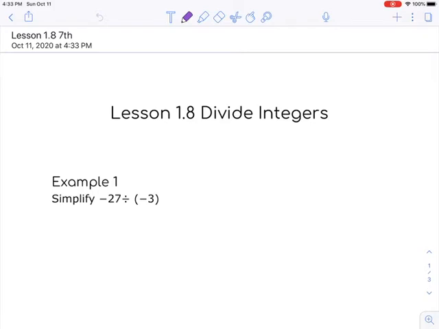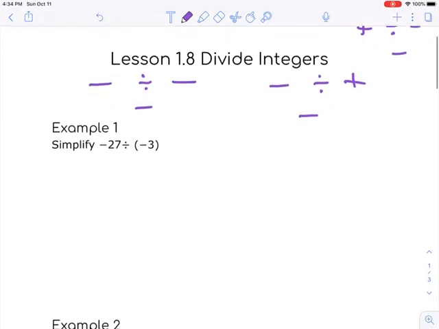What I'm talking about here is that when you divide a negative divided by a negative, your answer is going to be negative. And when you divide a negative divided by a positive, your answer is going to be negative. Same thing here, when you do a positive divided by a negative, you're still going to get a negative. So same kind of thing as when we multiplied. All right, so let's get into an example.